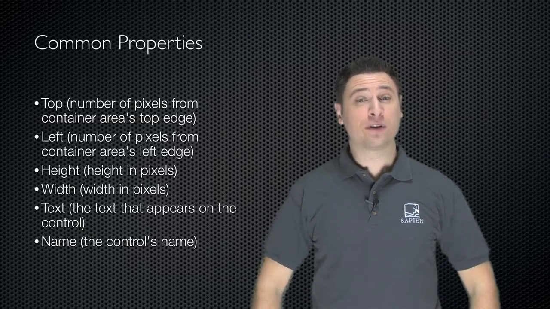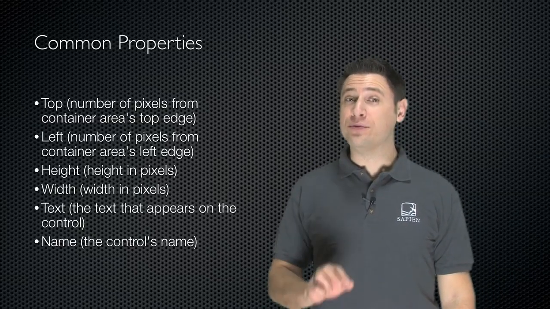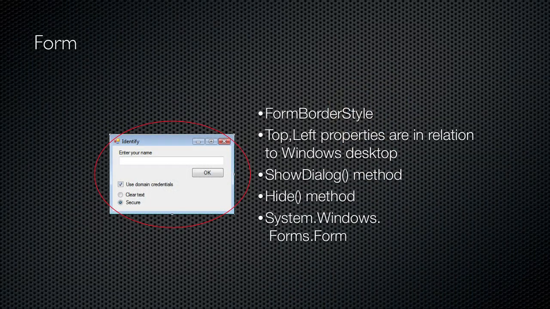Let's take a look at several different controls and some of their most important properties, especially ones that are unique to that type of control. This is a form, the basic container control for all Windows and dialog boxes. It has a form border style property, which allows you to make the form resizable, which it is by default, or make it fixed size, as dialog boxes usually are. Its top and left properties are in relation to the Windows desktop from the upper left corner of the desktop's primary monitor, and that has the base 0, 0 coordinate.